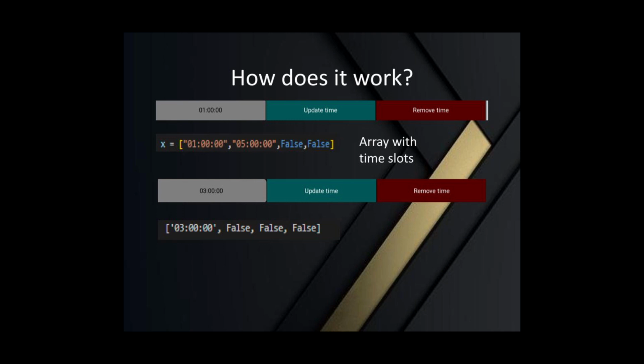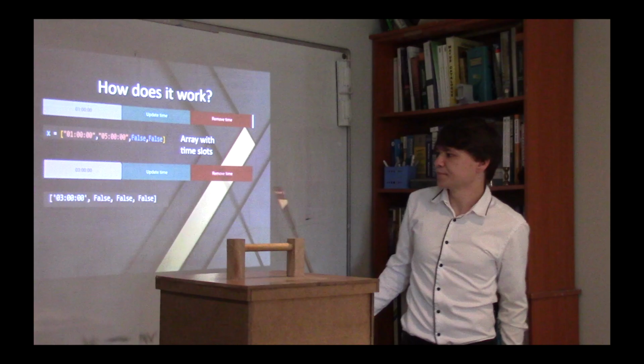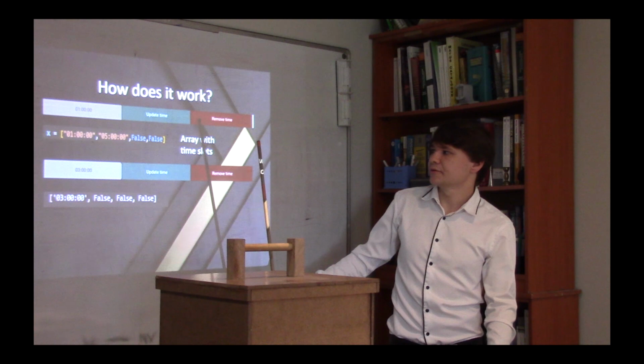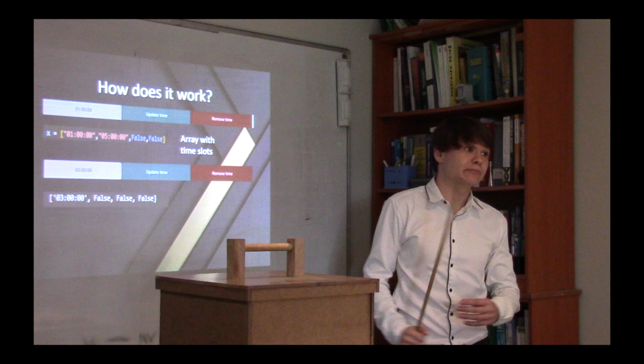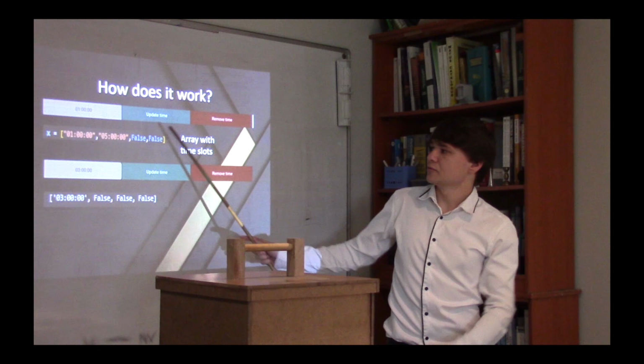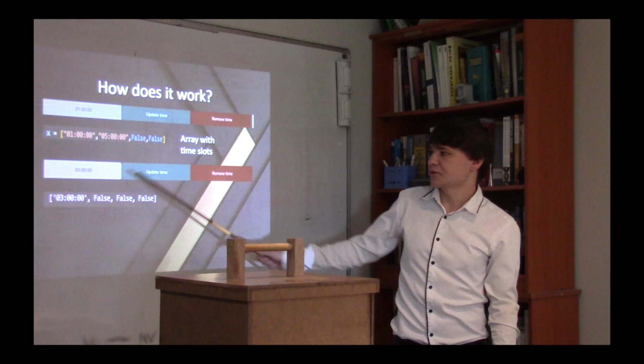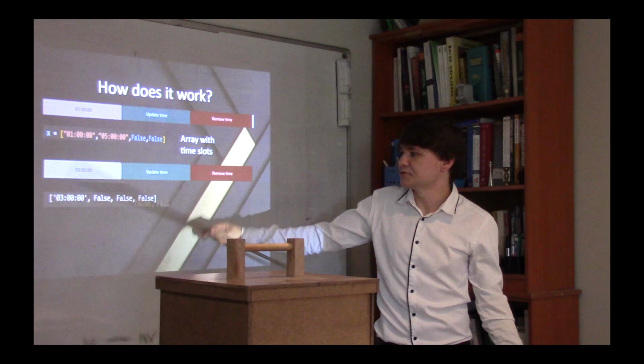So these are my time slots. This is how it works. Firstly, if there are no times, every timer in the slot will be false. That means the time slot is open in the array. Then when a time is chosen, it will take place at the first open slot in the array. And then when you go to update, if it was the first slot, it changes this time to this time. So it works.